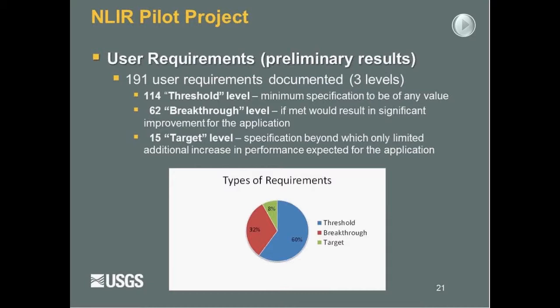Then we've got a breakthrough level, which is really like the knee in the curve, where you would see a really significant increase in the level of usefulness of a characteristic of a sensor or a system or a product. And then the target level, which is the specification beyond which it's really not worth making much more investment because it's as good as they need for their applications. Right? Next slide.